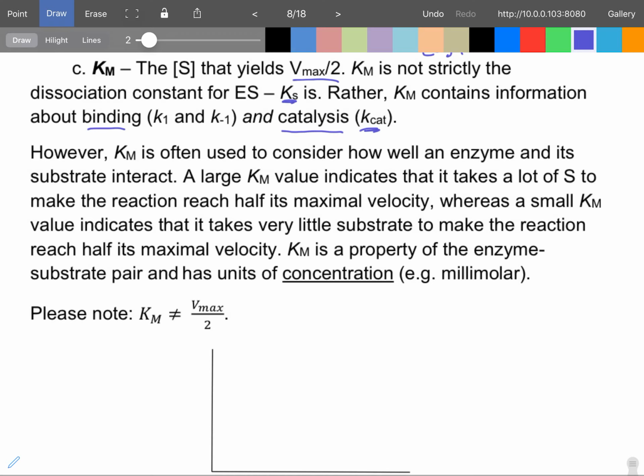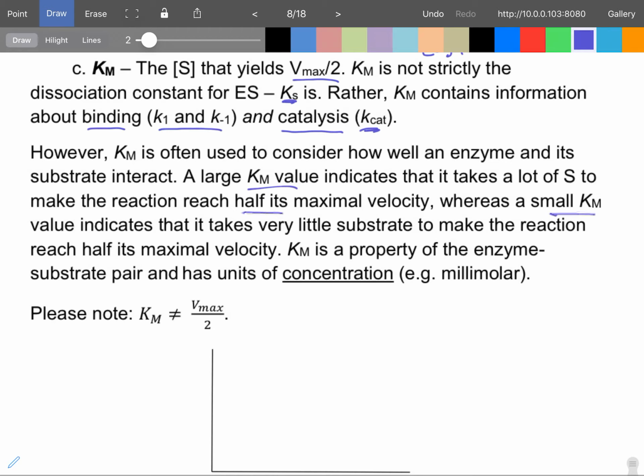K1 and K-1, right, were the formation and the dissociation of the enzyme substrate complex. But we often use Km sort of as a proxy for Ks, sort of giving us information about how well an enzyme and its substrate interact. So for example, a large Km value indicates that it takes a lot of substrate to make the reaction reach that half maximal velocity. If the Km is smaller, on the other hand, it's just the opposite. Remember, that was the same property we saw with Kd and P50 as well.